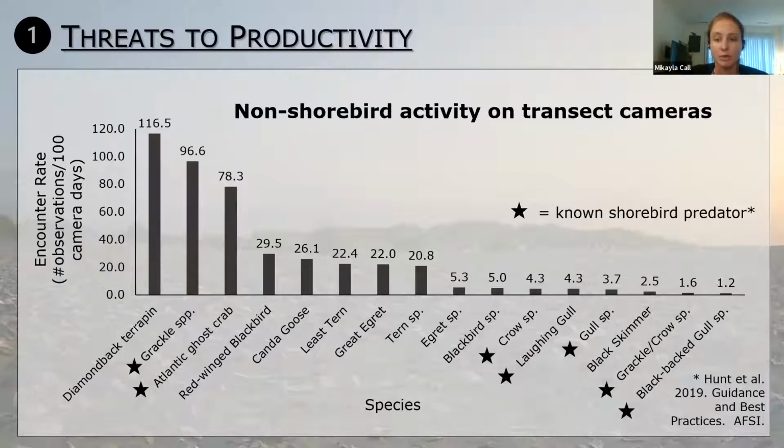Grackles were the second most frequently encountered species, followed by ghost crabs. It was difficult to see those ghost crabs when they were located farther from the camera, so it's likely that ghost crabs were more active at the marsh edge than indicated by our calculated encounter rate.